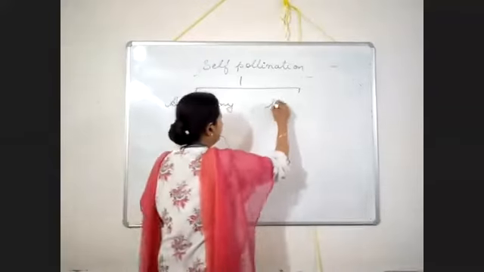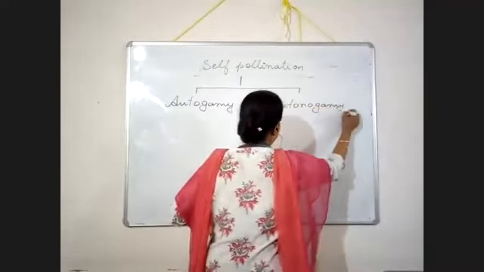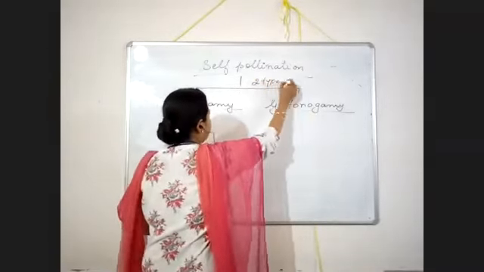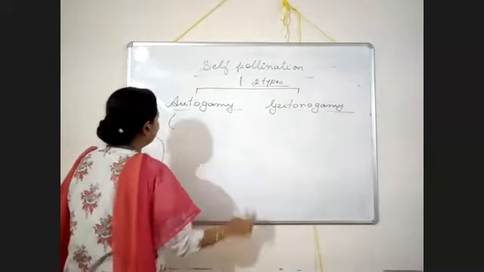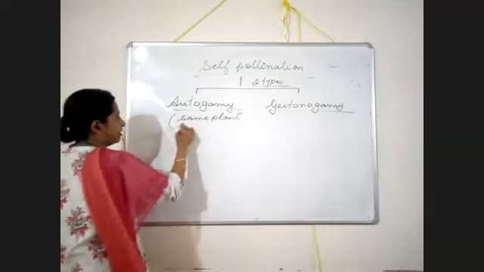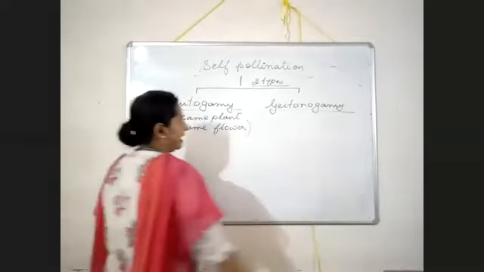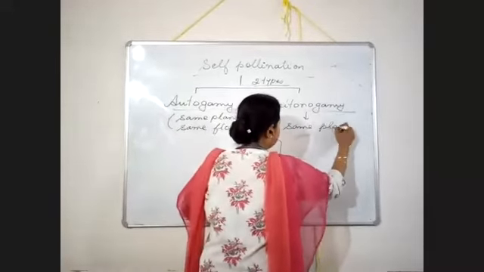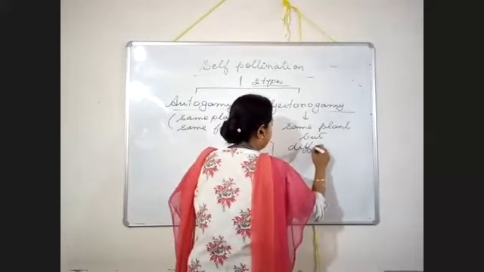Autogamy. And the other is called heterogamy. So what is the basic difference? Just remember in one line: autogamy is same plant, same flower, right? And heterogamy we have same plant but different flowers.